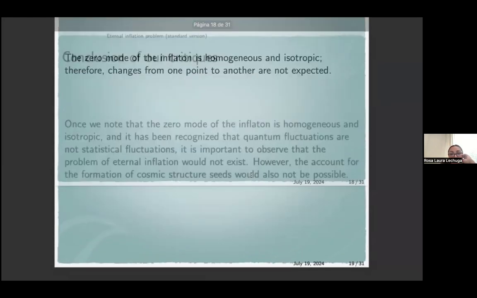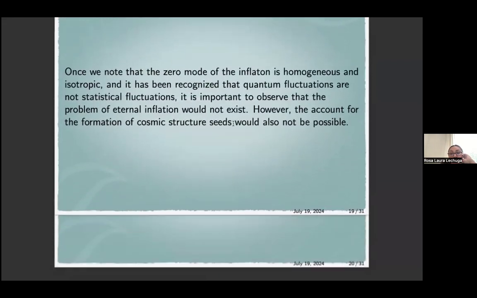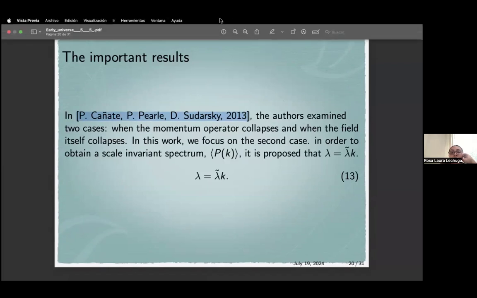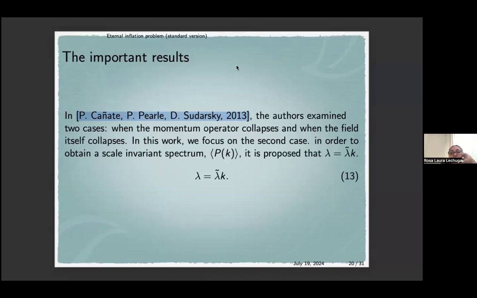And now let me show you that in this reference, sorry for the interruption at this point, this is the reference which introduces the study of the primordial cosmic structure in terms of semi-classical gravity and collapse theories. I wrote in this part that the authors examine the two cases in which the momentum operator collapses and when the field itself collapses. But we study the case in which the field collapses, and we have a form for the power spectrum. It is the form that I showed you in the previous slides.